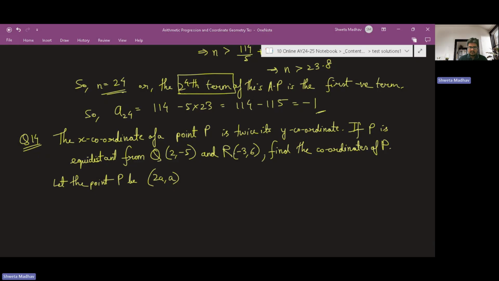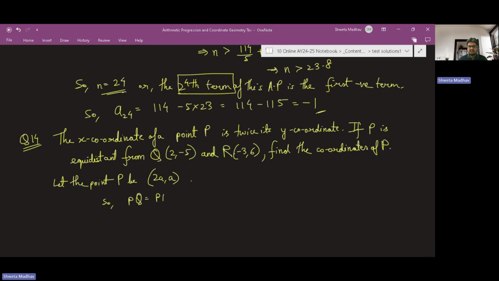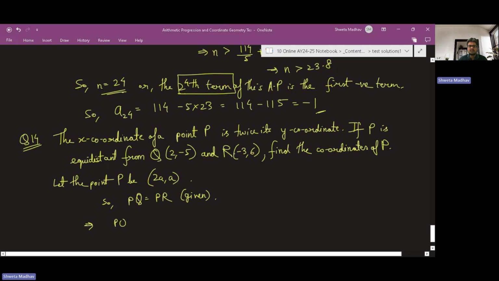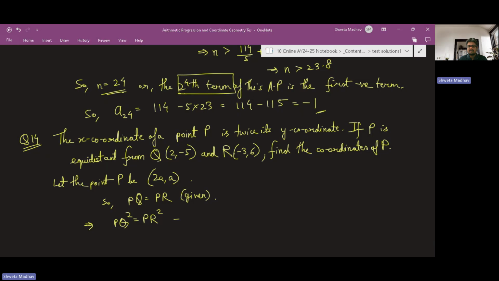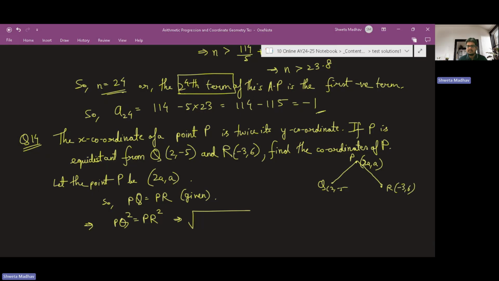And P is equidistant from Q and R. So it means it is given that PQ is equal to PR. This is given. So we have to find the coordinates of the point P. So PQ is equal to PR. It means that PQ square is equal to PR square. P is the point 2a comma a, Q is 2 comma -5 and R is -3 comma 6. So we have to use the fact that PQ is equal to PR. So the length PQ whole square, we have to find out.